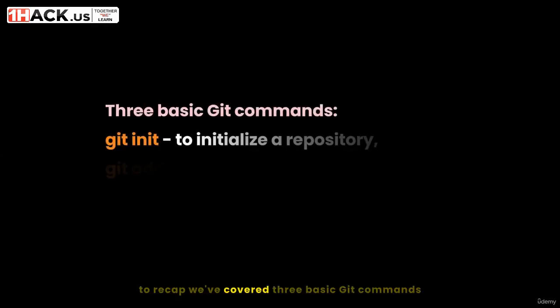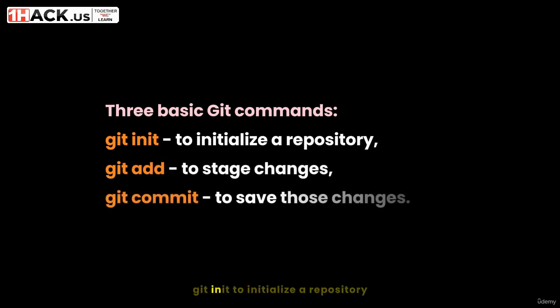To recap, we've covered 3 basic Git commands: git init to initialize a repository, git add to stage changes, and git commit to save those changes. These commands form the foundation of using Git for version control.